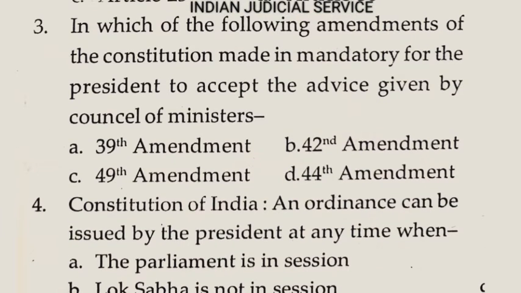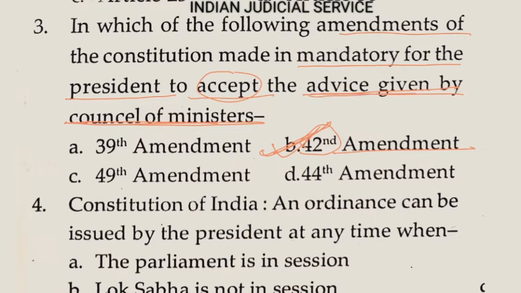Now question number 3. In which of the following amendments of the Constitution was it made mandatory for the President to accept the advice given by the Council of Ministers? This is very important. So in which amendment? The 42nd Constitutional Amendment. So the answer here is option B. By the 42nd Amendment, it is a mandatory provision that the President accepts the advice given by the Council of Ministers.